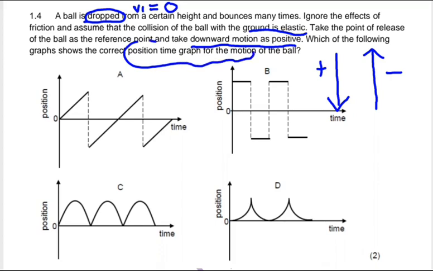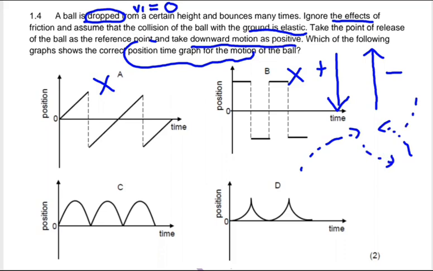Now, for projectile motion, position time graph, in the absence of friction, we expect curves for the graph. So this automatically means A and B are out, because A seems to be a velocity time graph and B seems to be an acceleration time graph. There are no curves there. So the only possible answers could be C and D. Position time graphs for projectile motion, we're expecting some kind of curved motion.